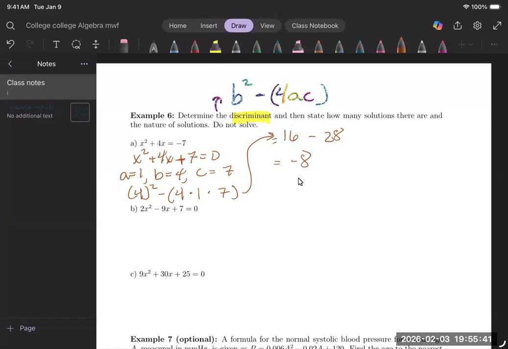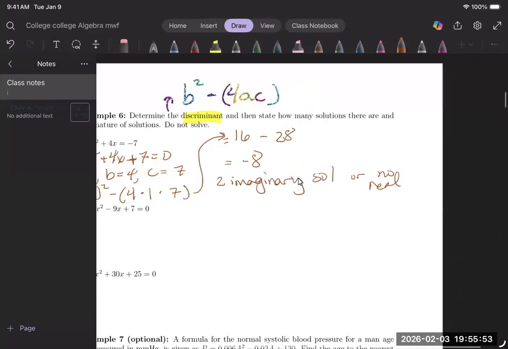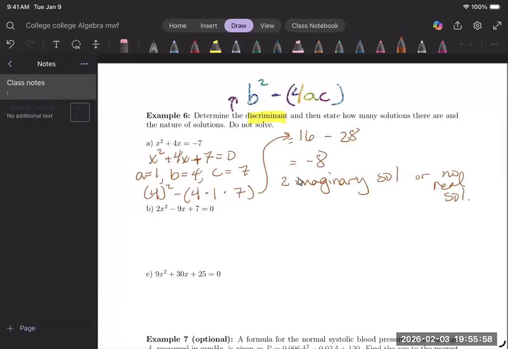So here we would have 2 imaginary solutions or no real solutions. Again, I don't care what x equals. I'm just curious what and how many solutions we are going to get.